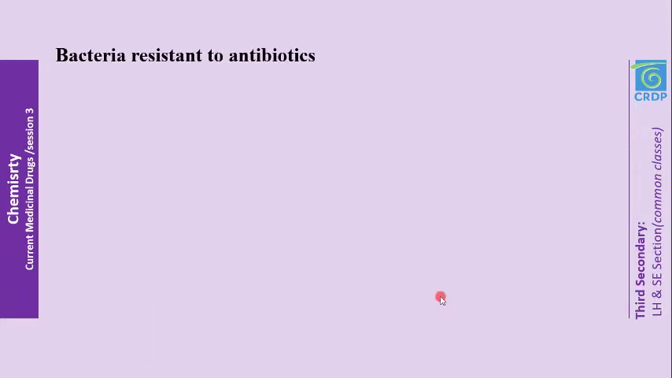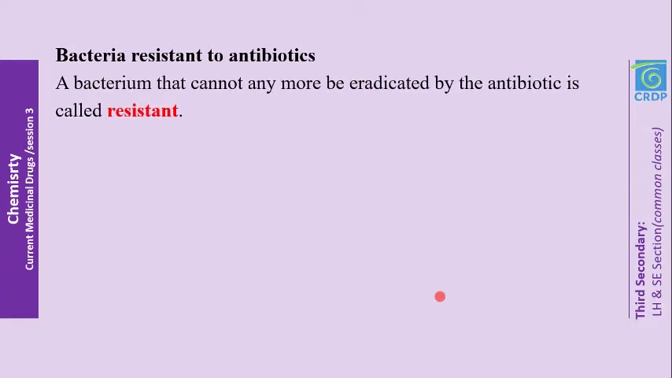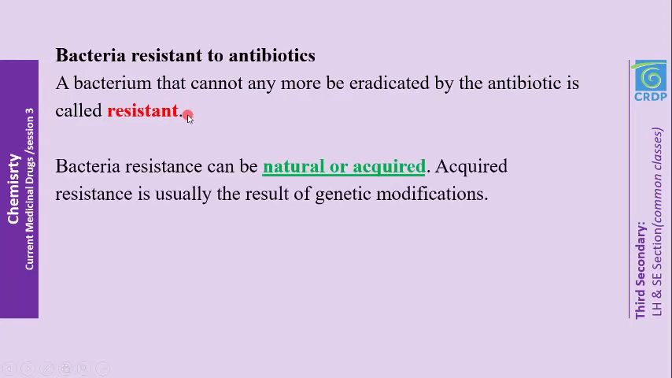Sometimes bacteria are resistant to antibiotics. So what is the reason behind that? Well, a bacterium that can no longer be eradicated by the antibiotic is called resistant. Bacterial resistance can be natural or acquired. Acquired resistance is usually the result of genetic modifications.